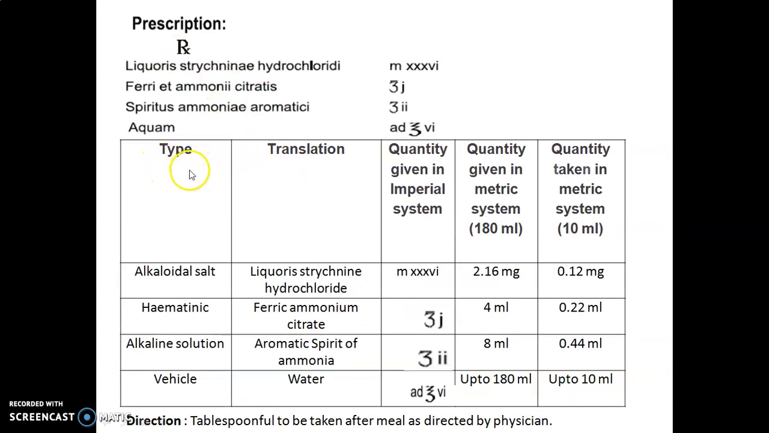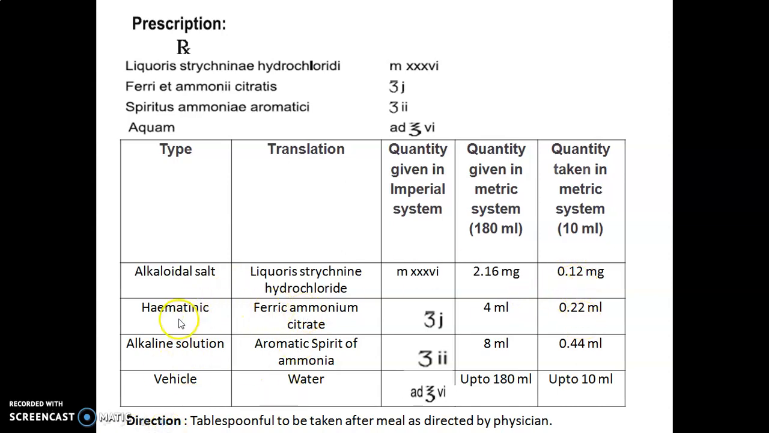Let's discuss the formula table, that is the use of ingredient, translation meaning the name of ingredient, quantity given in the imperial system, quantity given in the metric system for 180 ml, and quantity taken in the metric system for preparing 10 ml. First, the alkaloidal salt, that is liquor strychnine hydrochloride. Quantity given in the imperial system is minims XXXVI, that is 36. 1 minim is equal to 0.06 milligram, so 0.06 into 36 is equal to 2.16 milligram. For preparing 10 ml, we calculated according to the factor, that is 0.12 milligram.